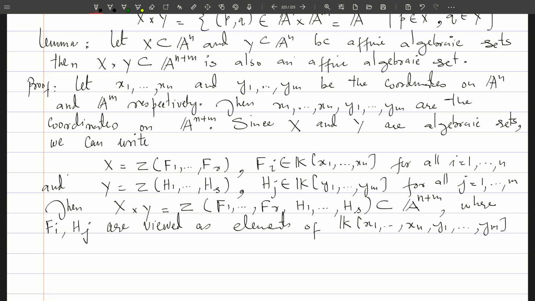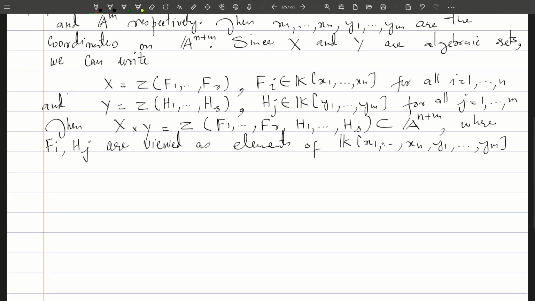Since we showed that this X times Y is the zero set of some polynomials in this polynomial ring, this would imply that X times Y is actually an affine algebraic set. So thus X times Y is an affine algebraic set.